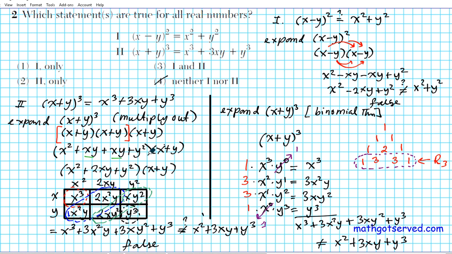Alright, so this is just a different way of expanding binomials. Whichever method you use, you can clearly see that neither 1 nor 2 are true. So question for you: which method do you prefer for expanding x plus y to the third? Do you prefer just multiplying it out, or do you prefer Pascal's triangle and the binomial theorem? Let us know by posting your vote in the comment section below.